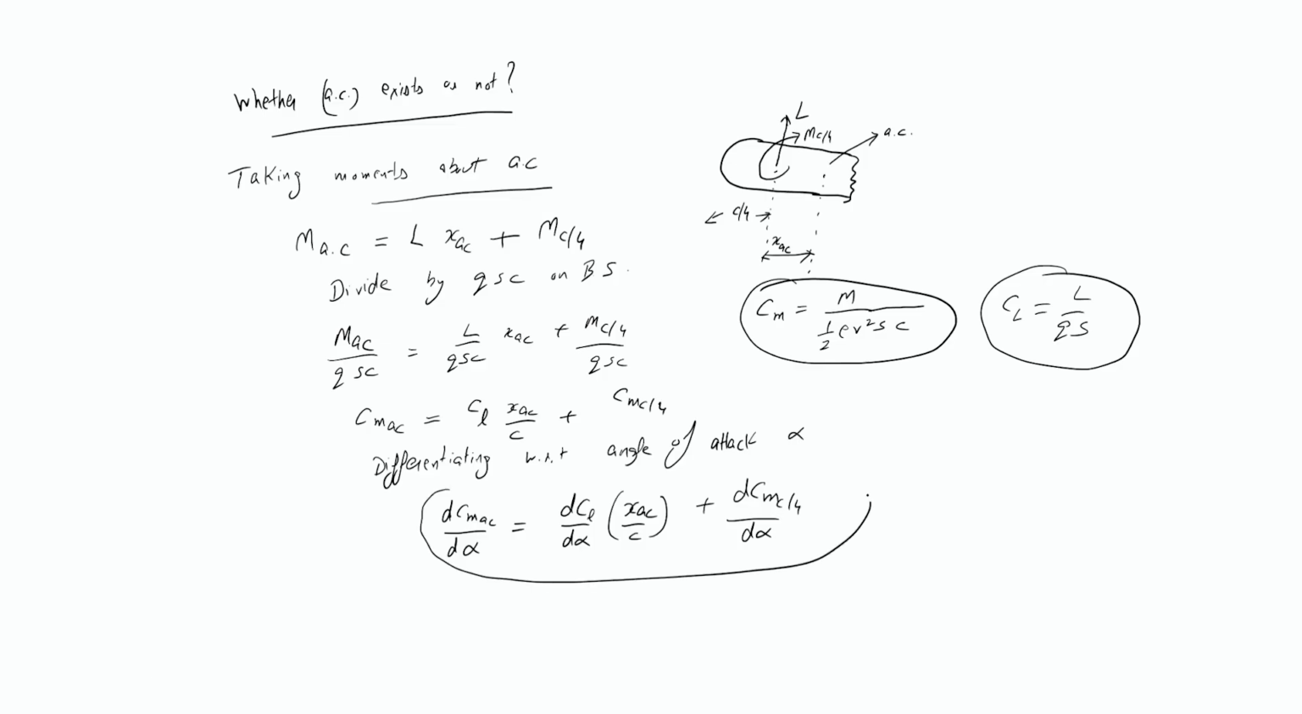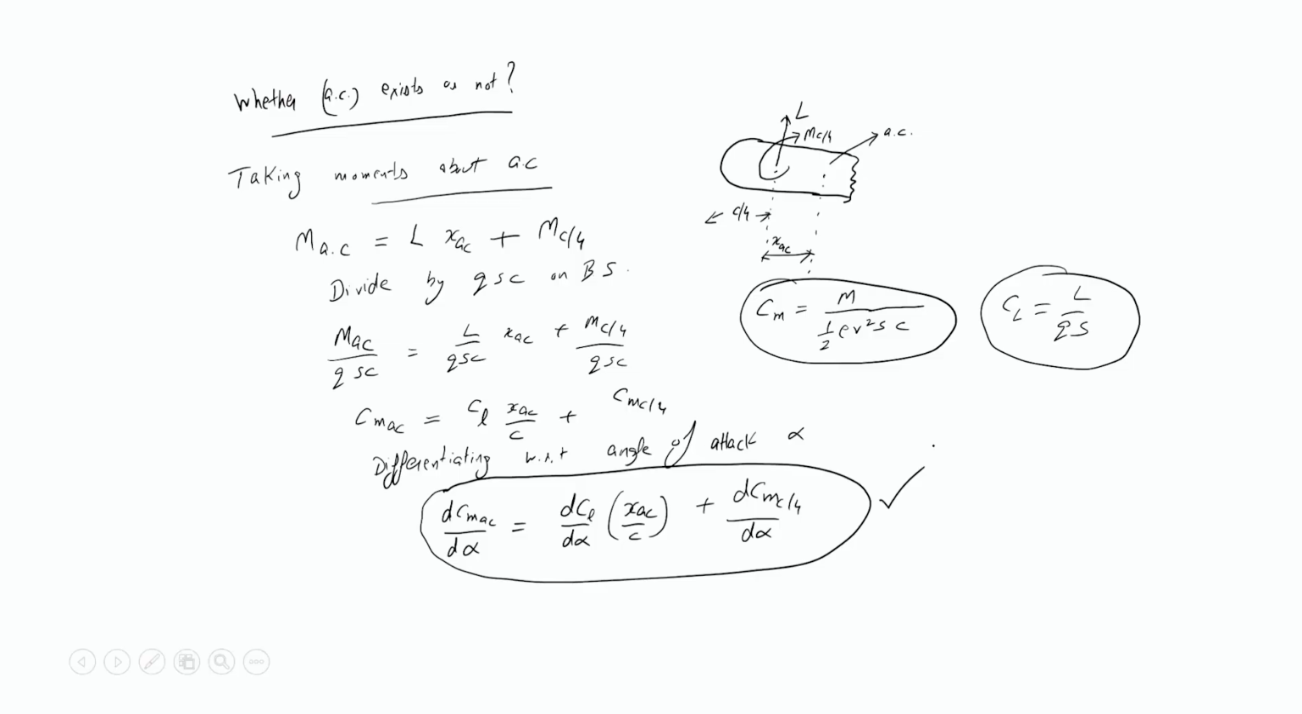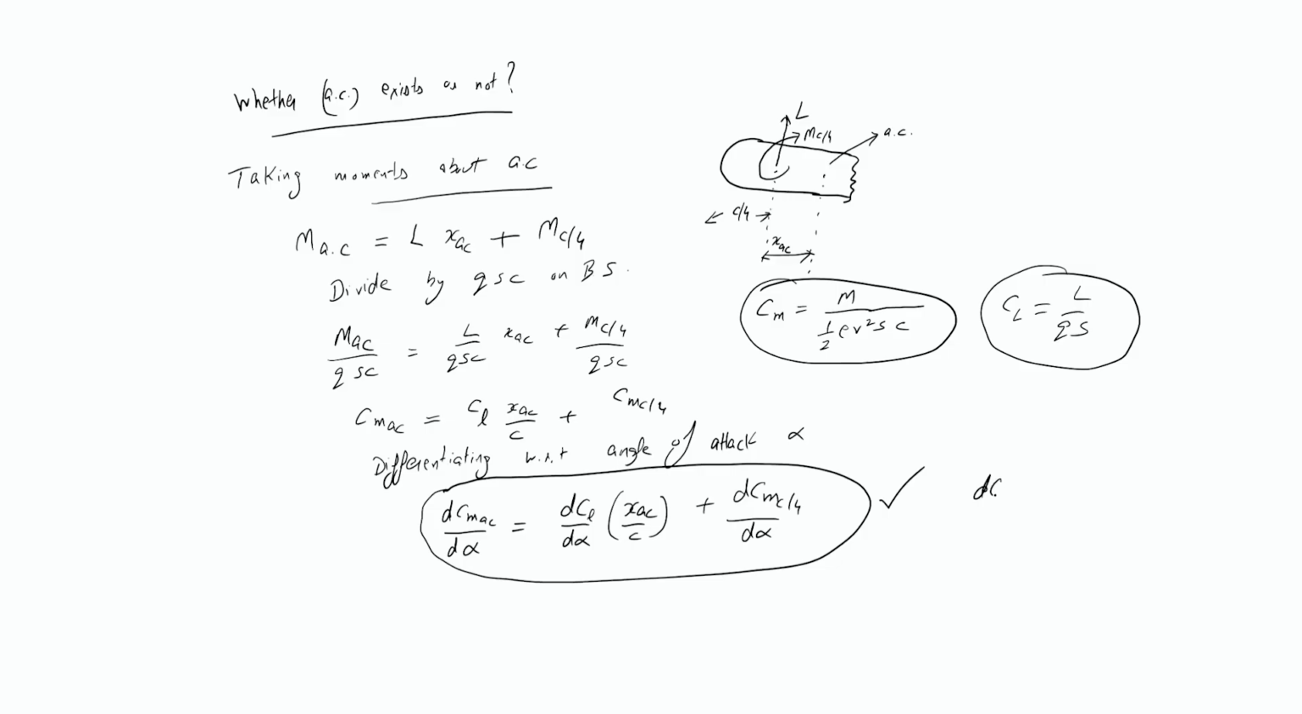Now look at this equation carefully. Which term in this equation do you think is actually going to 0? Yes. We have just now defined the aerodynamic center. The aerodynamic center is a point about which the pitching moment is independent of the angle of attack variation. So from a mathematical point of view, you can write dC_M,AC by d alpha equals 0. Now let us substitute this: 0 equals dCL by d alpha times x_ac by c, plus dC_M,c/4 by d alpha.